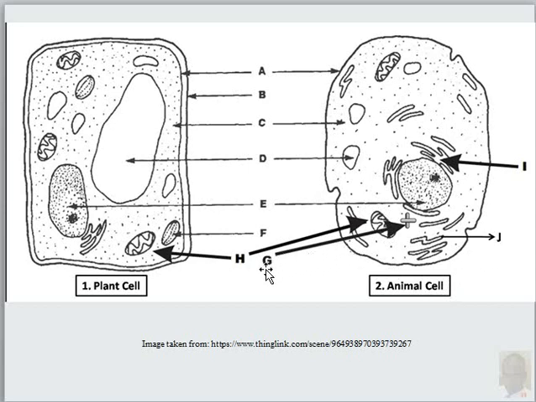G and H would be the mitochondria. The arrows are a bit big here, but it's clear that it is pointing at the mitochondria in both. J would be the smooth. I and J look similar because I think what the diagram wanted to show was one with smooth endoplasmic reticulum and one with the rough endoplasmic reticulum.